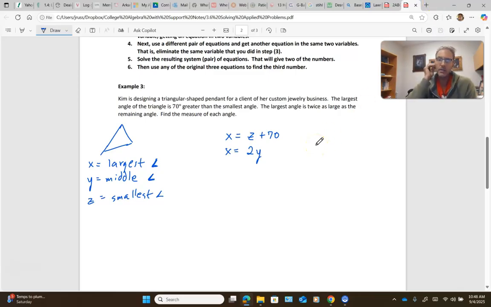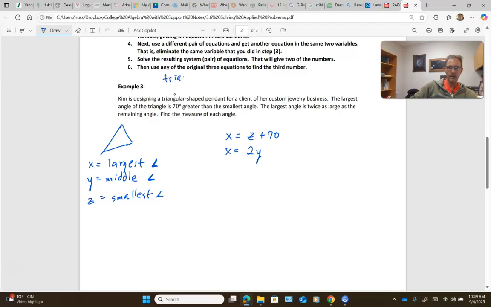Alright, so that information allowed me to come up with two equations. But I've got three different variables here that I'm trying to determine the values for. So I need a third equation. I cannot have three variables with just two equations. I always need a third. And the information to construct the third equation is not explicitly given to you here. It comes from a property of a triangle.